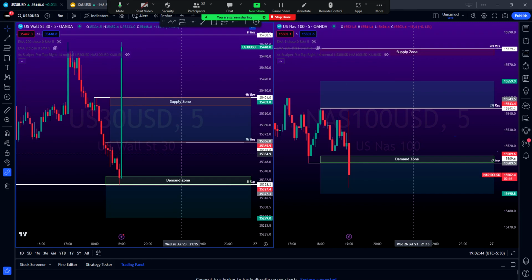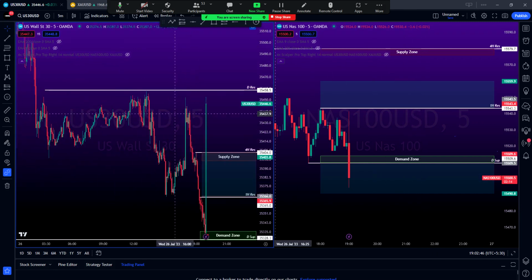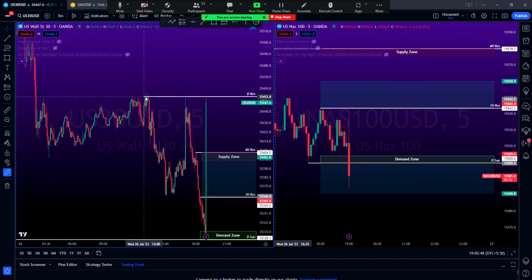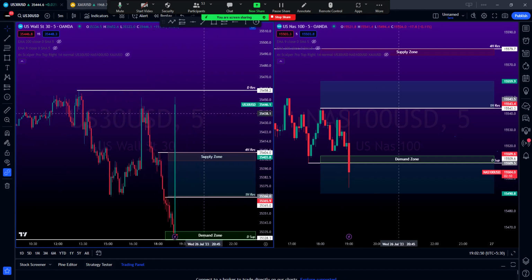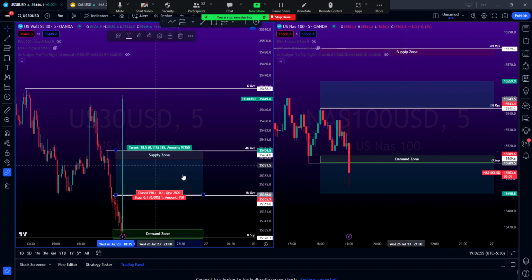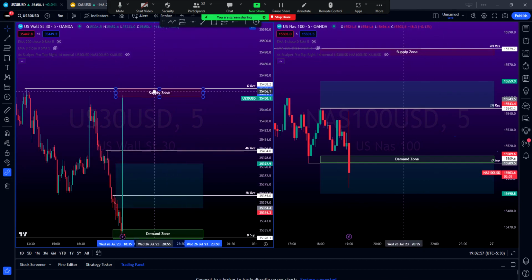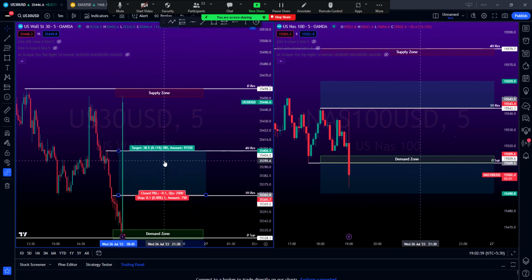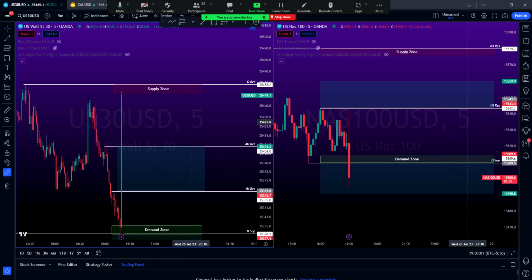Don't FOMO into this now, okay? We've already reached our BOS, so you'll need to realize that there's going to be some supply that's going to kick in here. I'm waiting for the first candle to close.